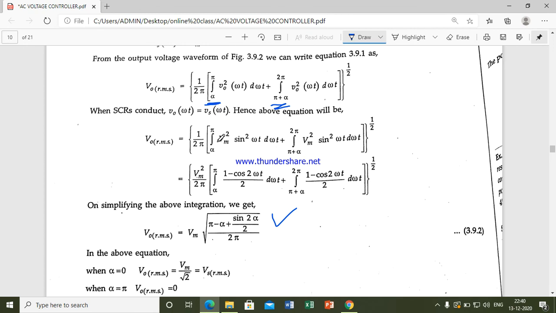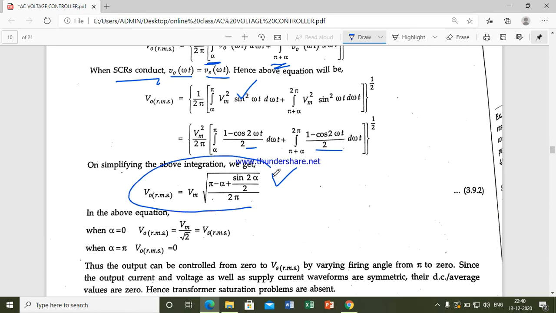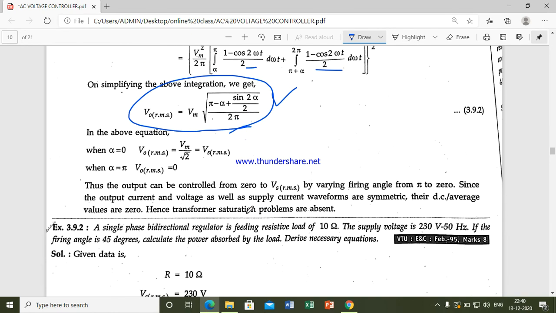Next you can substitute V0 as Vm sin omega t, and also you know that V0 will be Vs whenever the SCR is conducting. So take Vm outside, and sin square is nothing but 1 minus cos 2 omega t divided by 2. You get V0 RMS as Vm into root of (pi minus alpha plus sin 2 alpha divided by 2) whole divided by pi. In the above equation, whenever alpha equals 0 you get V0 RMS equal to Vm by root 2, so V0 RMS equals Vs RMS, and alpha equal to pi means you get V0 RMS as 0.